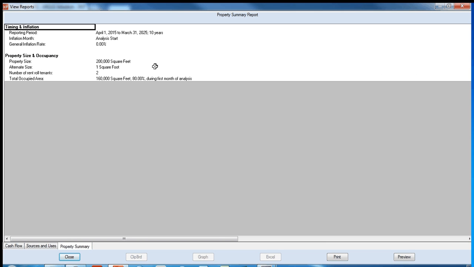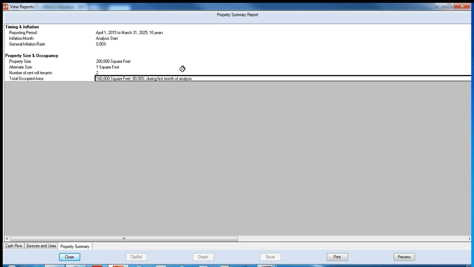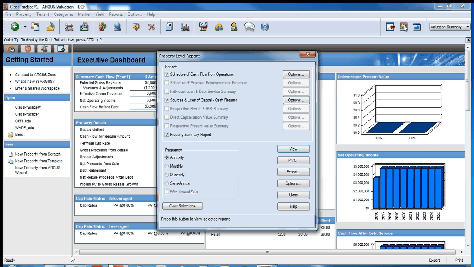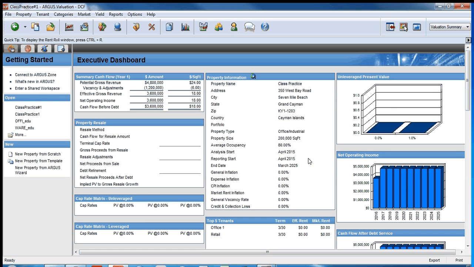The property summary just shows the size of the property, the number of tenants that we have, and the 80% of occupied space. When I click close here, I go back to property level reports. I had selected view to view those reports. I'm going to click close on here. I'm going to look at how the dashboard was affected.